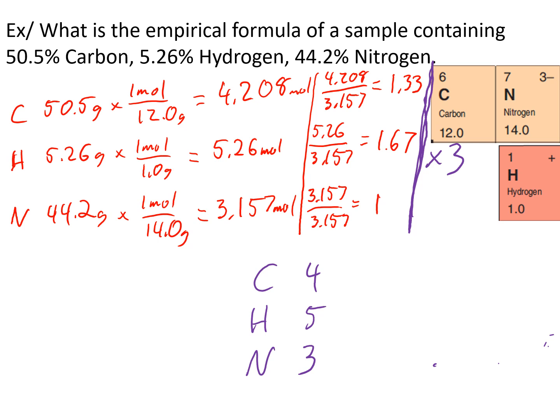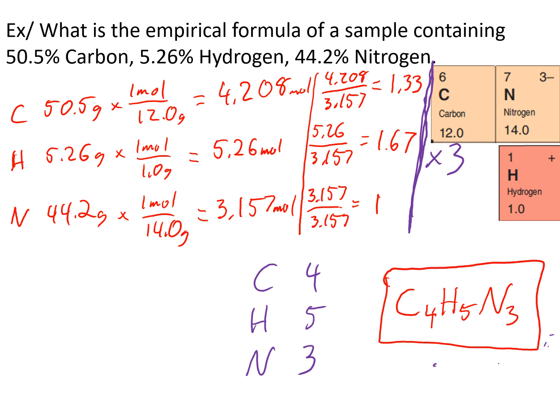So what is our final answer? Well, we have carbon. There's 4 carbons. And for every 4 carbons, there are 5 hydrogens. And there are 3 nitrogens. And this is our empirical formula. Our molecular formula might be bigger than that, but it would follow a 4 to 5 to 3 ratio. But we'll figure out how to solve molecular formula later. But this is our empirical formula, and that's how we solve it.